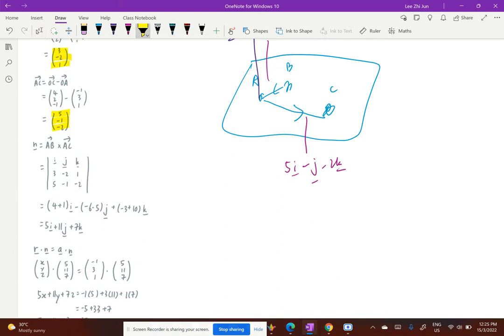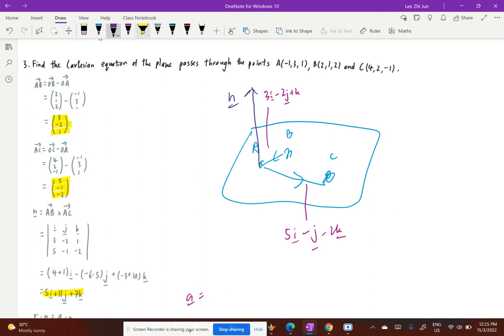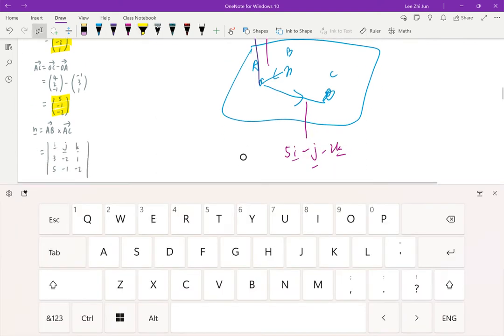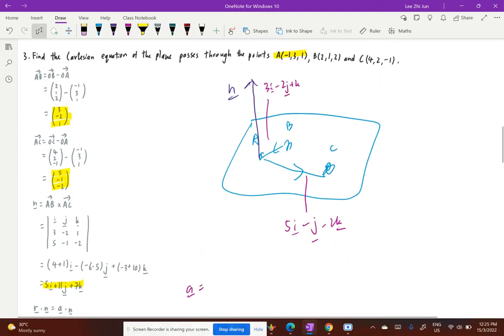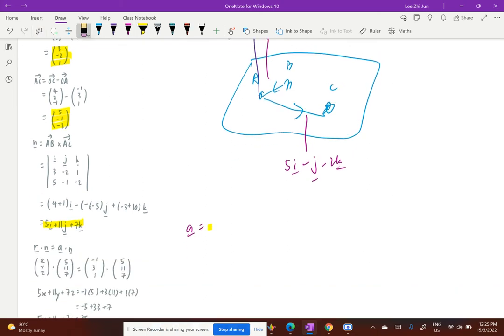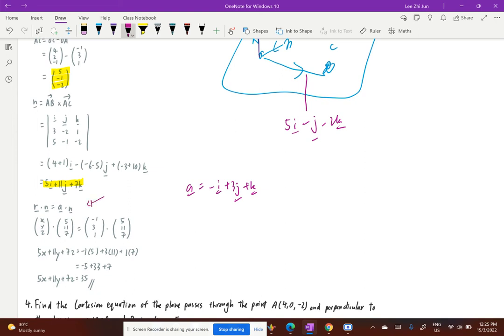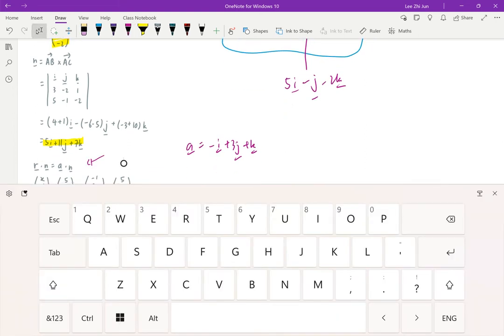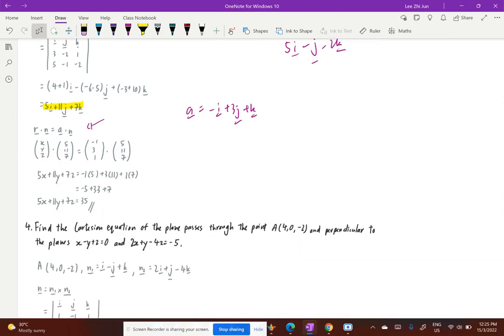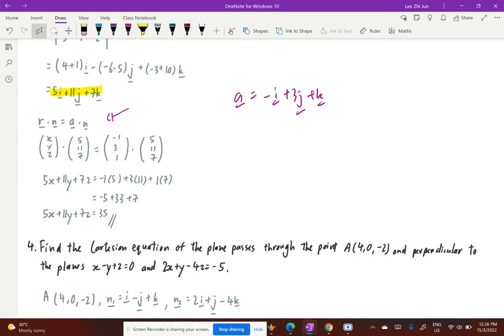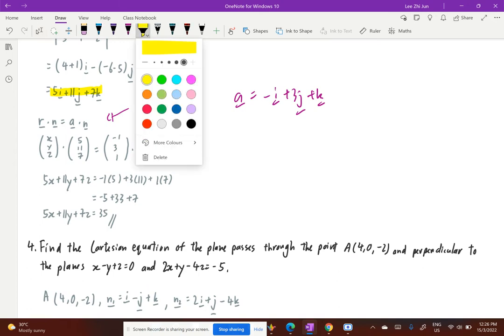Now you get the normal vector and you need the fixed point. Just now I said whichever point comes first, I use that point as the fixed point. So I get A, because A comes first, so A equals negative i plus 3j plus k. Just sub into the formula r·n equals a·n. So I will get 5x plus 11y plus 7z equals 35. Is that the answer?